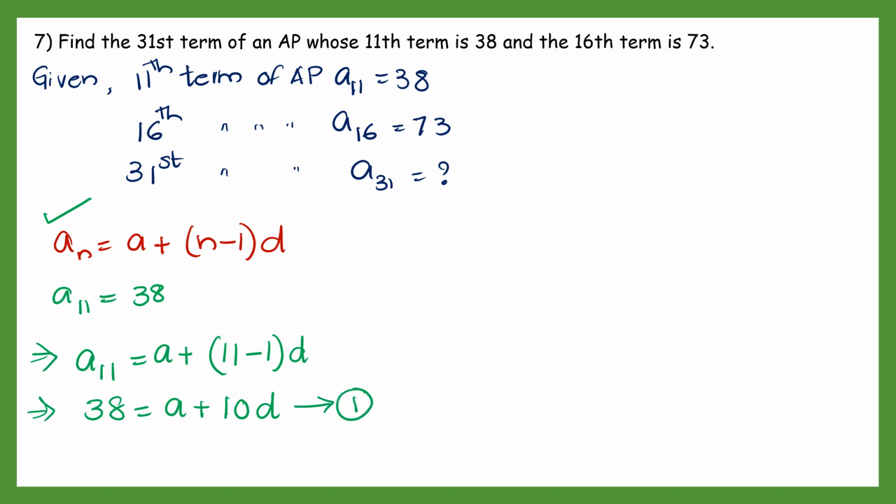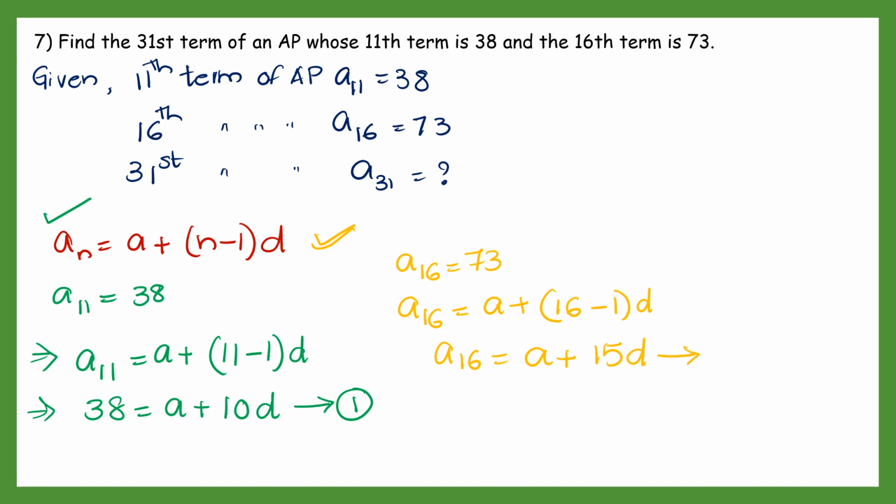Now what do we know? We know the 16th term, A16 is equal to 73. Here we'll use this formula again. An means A16, here n is equal to 16. A, we don't know, plus (n minus 1) into D, so n will be 16, 16 minus 1 into D. So A16 is equal to A plus 16 minus 1 is 15, 15D. This is the second equation.